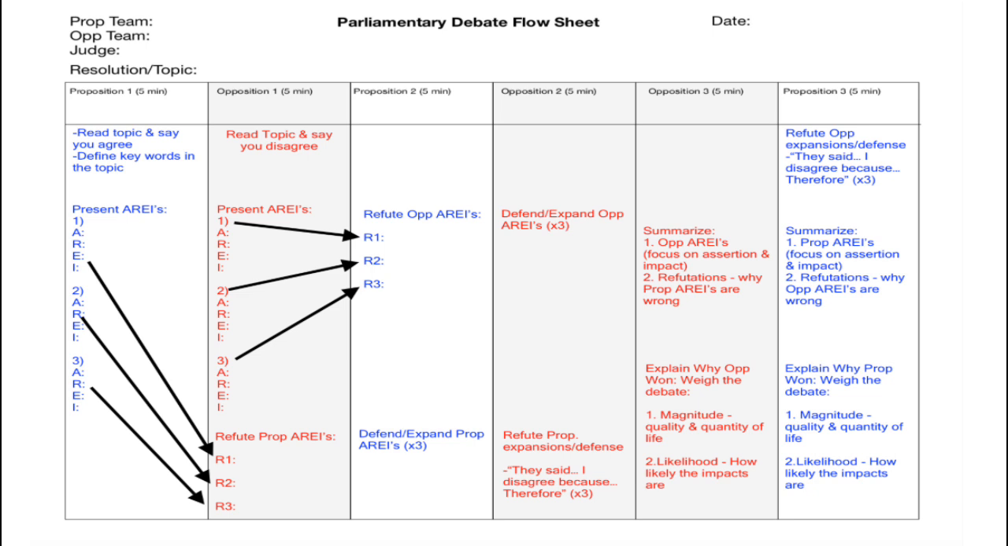And secondly, likelihood, how likely the impacts are. So is it likely that without a COVID-19 vaccine I will die and it is completely necessary? If you're op, you can say, no, this is unlikely, so we win on likelihood.